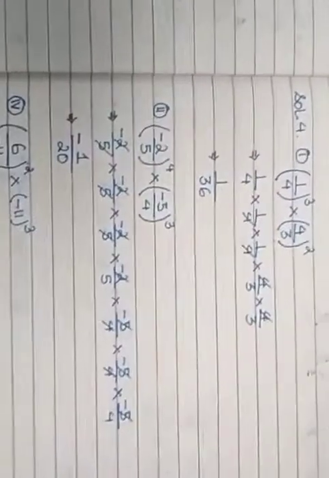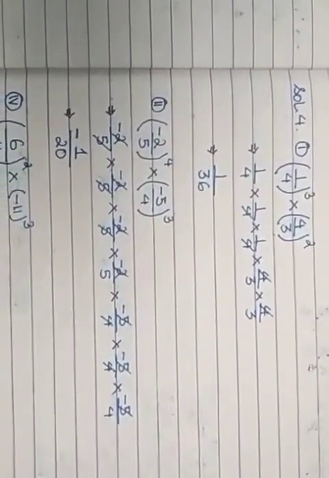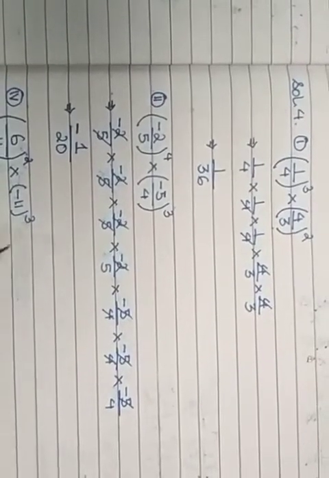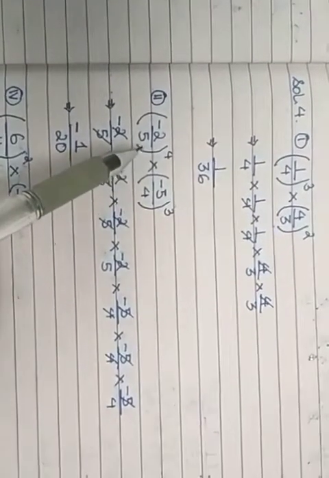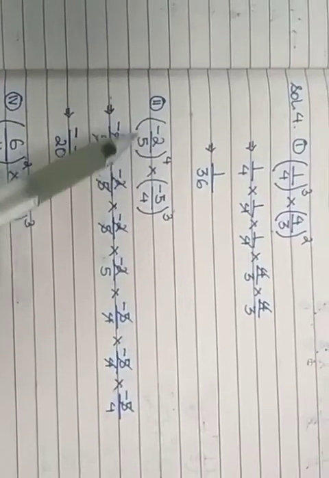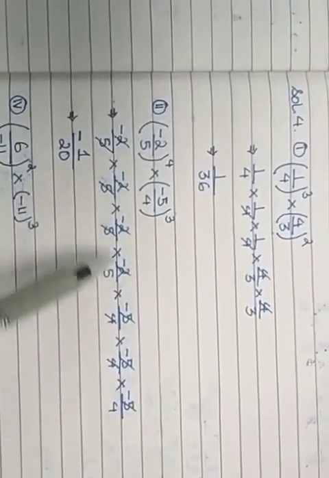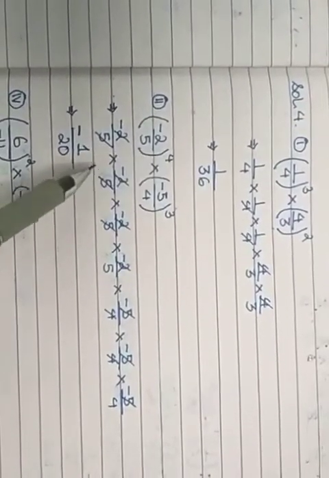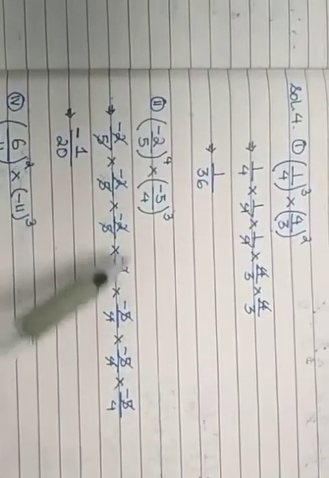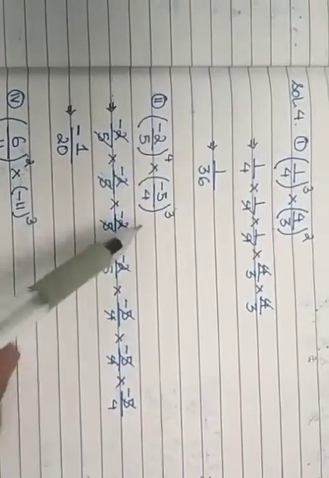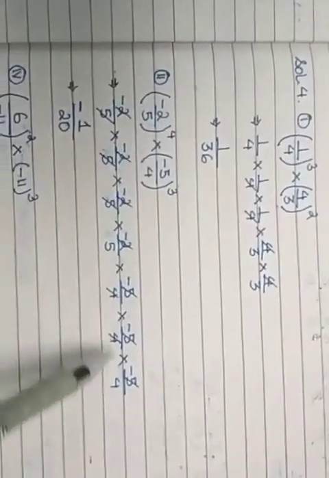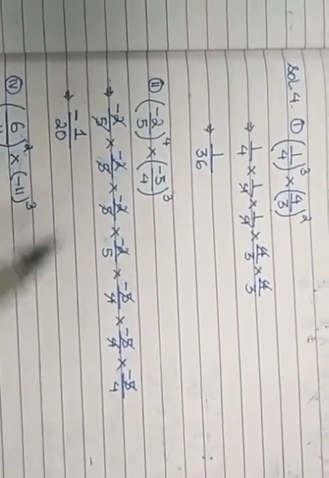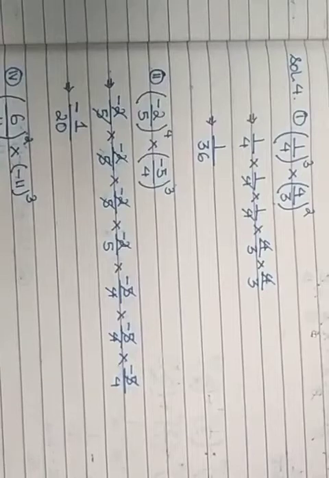Okay, so the second question we have here is minus 2 by 5 to the power 4 into minus 5 by 4 to the power 3. So what I have done here, this exponential form I have expressed in its factor form, that is 2 by 5 to the power 4 I can write as 2 by 5 into 2 by 5 into 2 by 5, 4 times, isn't it? Similarly 5 by 4 I can write it 3 times. So that's what I have done here. Now what do I see here is the terms. If the terms are cancelable, then we need to cancel the terms, isn't it?